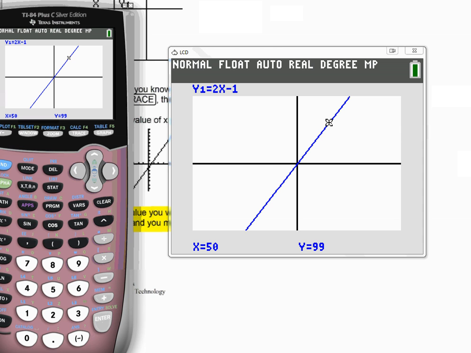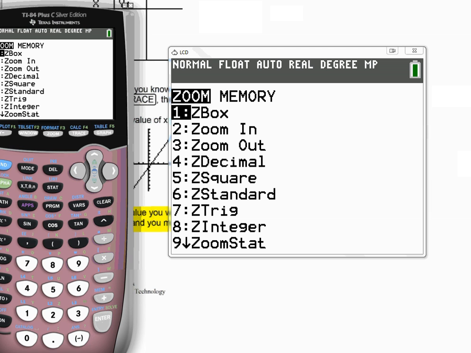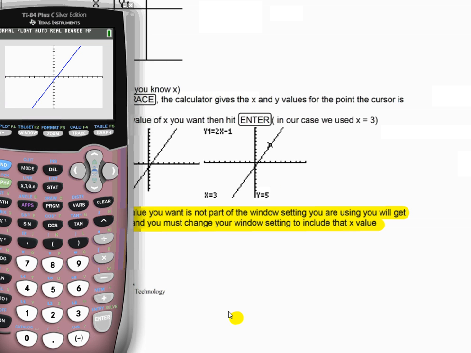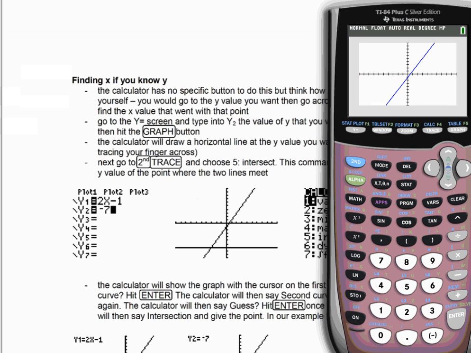Okay, so now how do I reset my windows? I want to reset them, go back to normal. Zoom, 6. Zoom, I go back to zoom, and we want standard windows, 6. And now it's back to normal. Okay, zoom 6 to reset your windows. Okay, let's move on. Next page. All right, finding x.